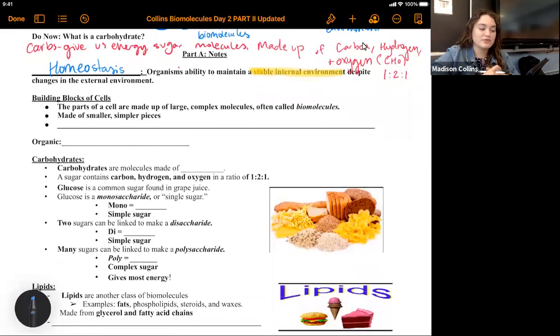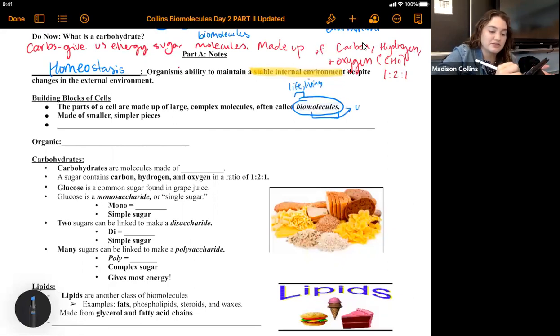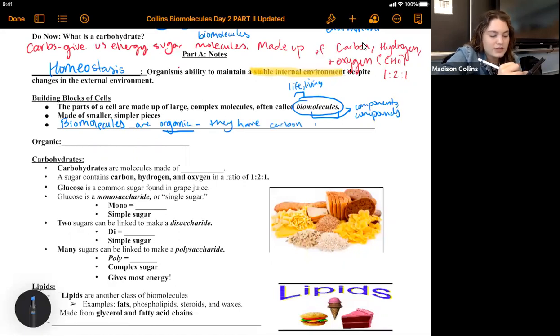Now, what are the building blocks of life? So the parts of a cell are made up of large, complex molecules, often called biomolecules. Remember I told you in our last video that bio means life or living, and molecules is just talking about like components of, or compounds. So biomolecules are just compounds that make up living things. All right, these building blocks are made up of smaller, simpler pieces. And the third thing you need to write down is that biomolecules are organic. And when we say they're organic, this just means that they have carbon and hydrogen atoms.